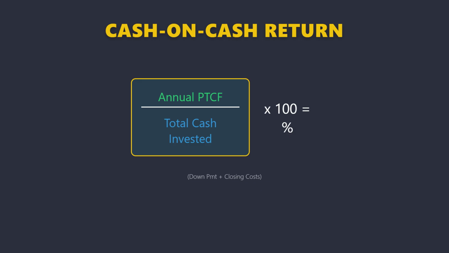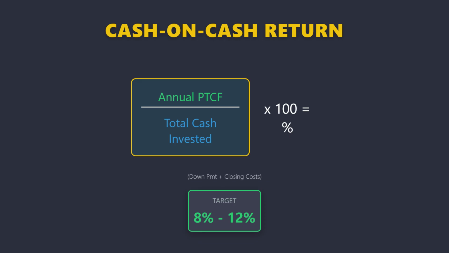Cash-on-cash return provides a direct comparison of equity performance. It allows investors to compare this return against alternative investment opportunities. A typical target cash-on-cash return ranges from 8% to 12%. This range signifies an attractive cash-flowing deal.